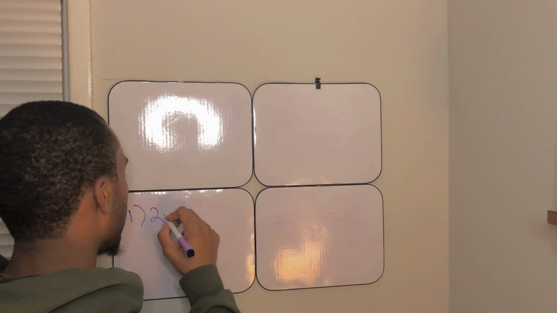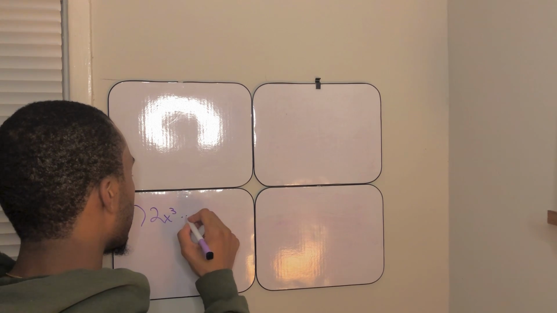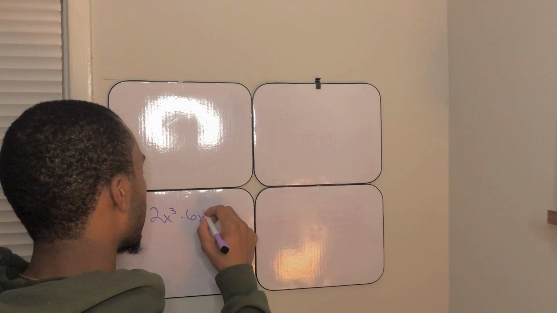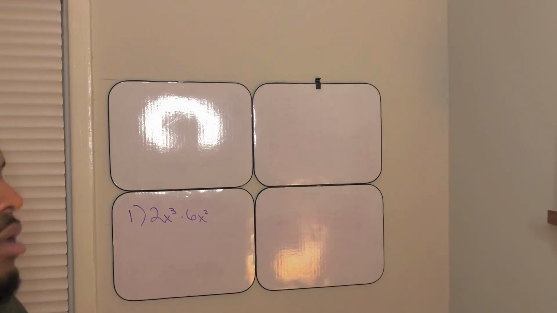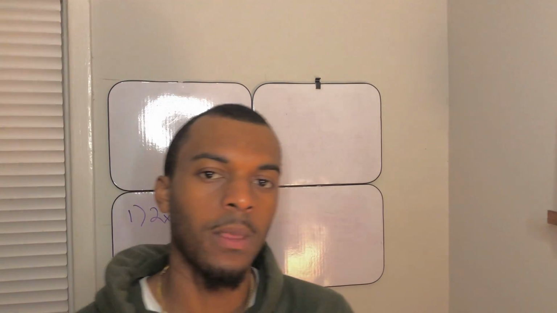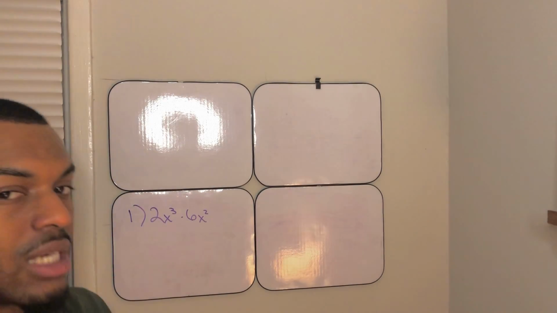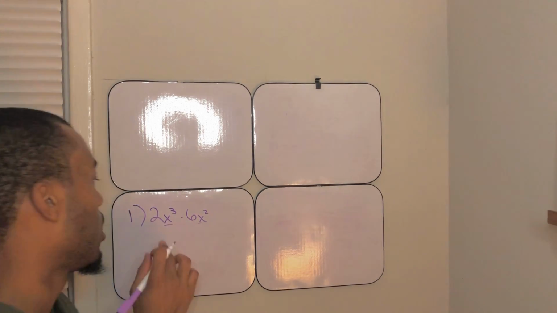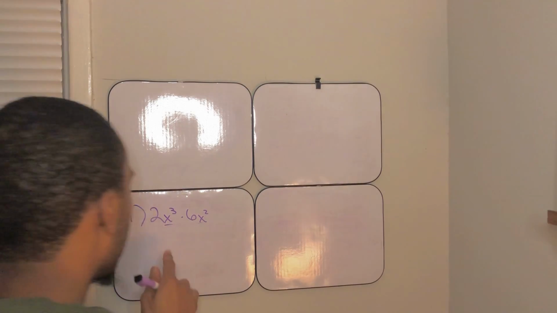Let's say we had something like 2x cubed times 6x squared. When you're multiplying monomials, you want to start off the same way that you do when you are adding and subtracting. You want to look for the letters that are the same. Thank God in this one it's only one letter. We just have these x's right here. So that's what we're going to look at first.